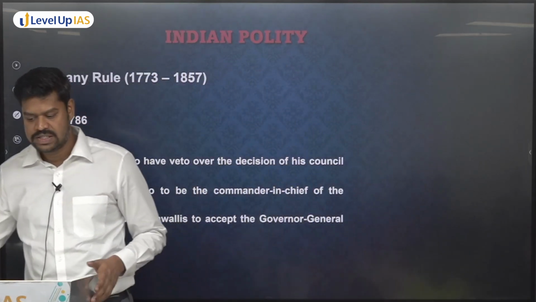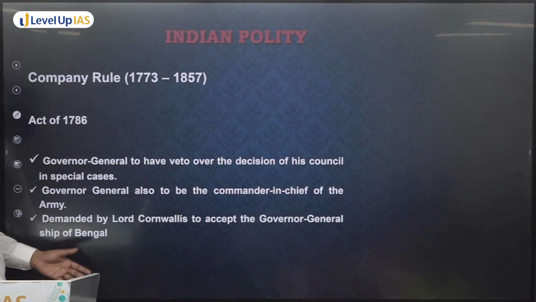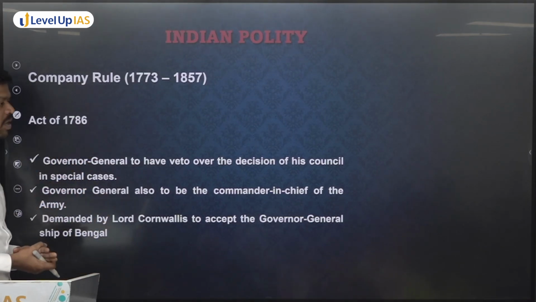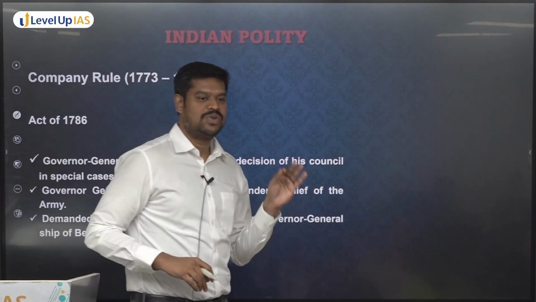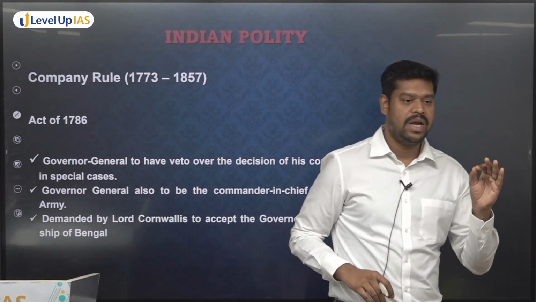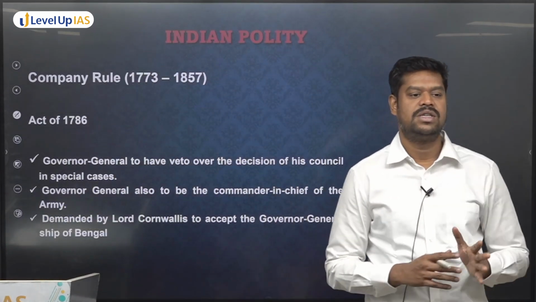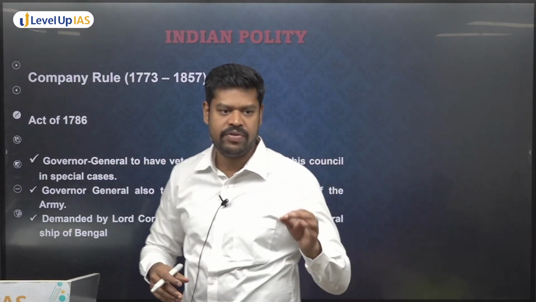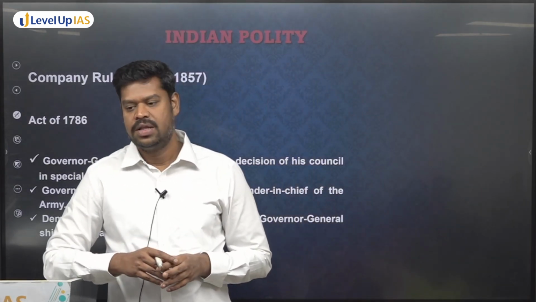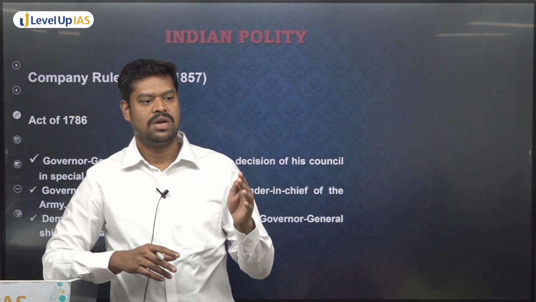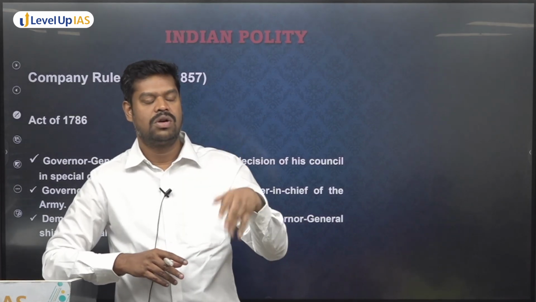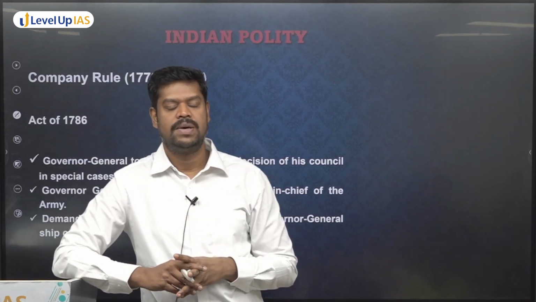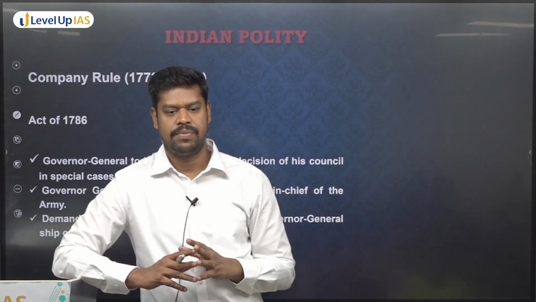So now we will go to the next thing. What is this Act of 1786? The Act of 1786 was passed by the British Parliament to make Lord Cornwallis the Governor General of Bengal. In fact, Lord Cornwallis was considered a very efficient officer, so the British Crown wanted Lord Cornwallis to accept the governorship of Bengal, or to become the chief executive officer of the East India Company.